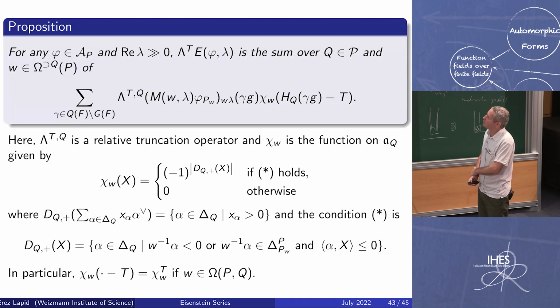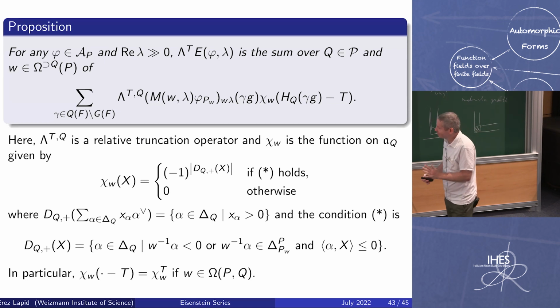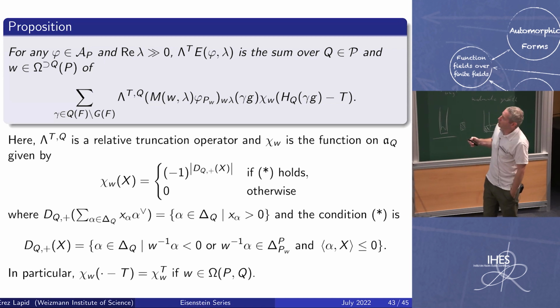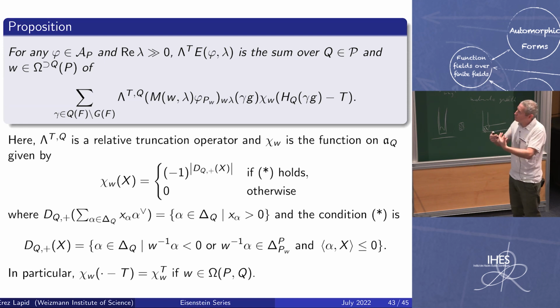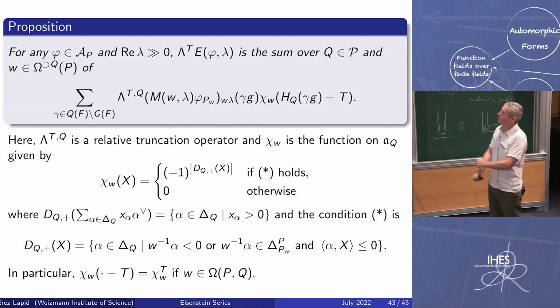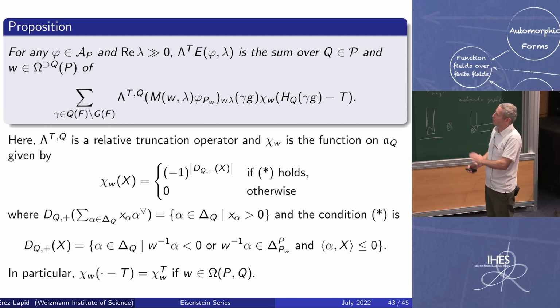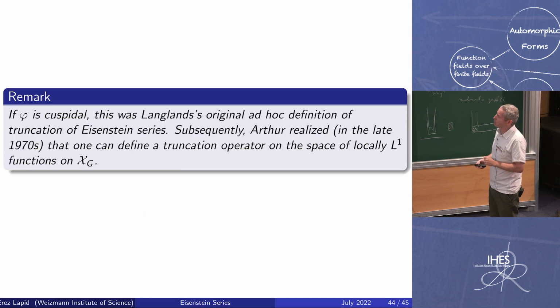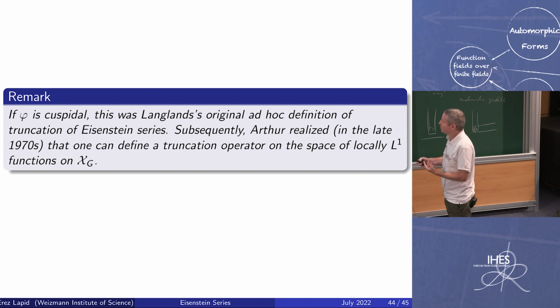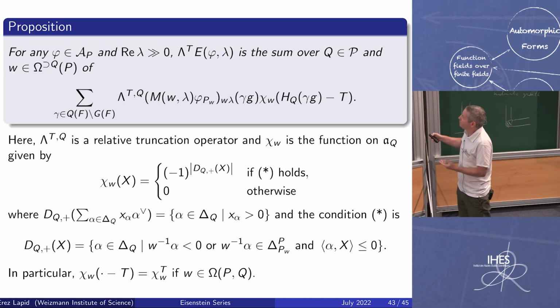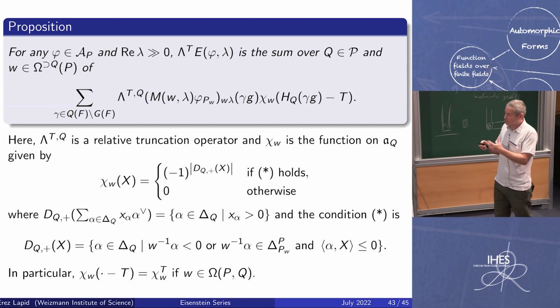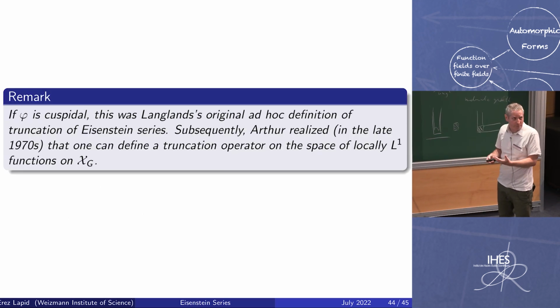Okay, I will not say more about this. And just as a last technical thing, you can actually write the truncation of Eisenstein series in terms of some relative truncation of smaller ones. So there's a way to write it as a sum over parabolics of smaller truncations. I will not get into details for that. Let me just make the remark that in the cuspidal case, it was actually this expression here, which is simpler than in the general case, but that was Langlands' ad hoc definition of truncated Eisenstein series.